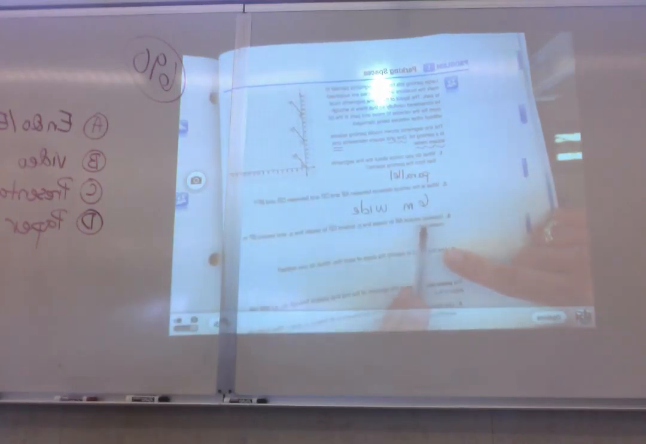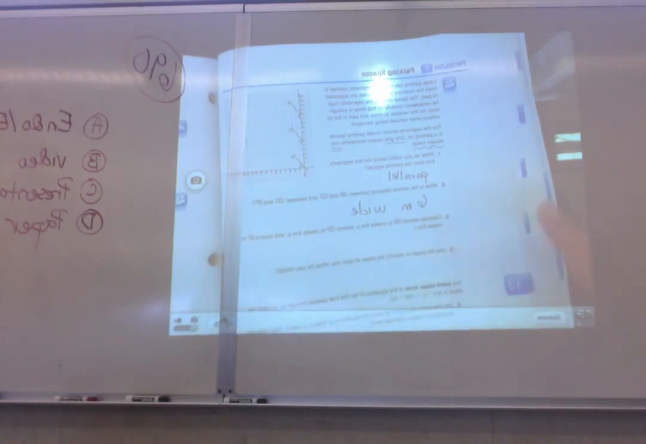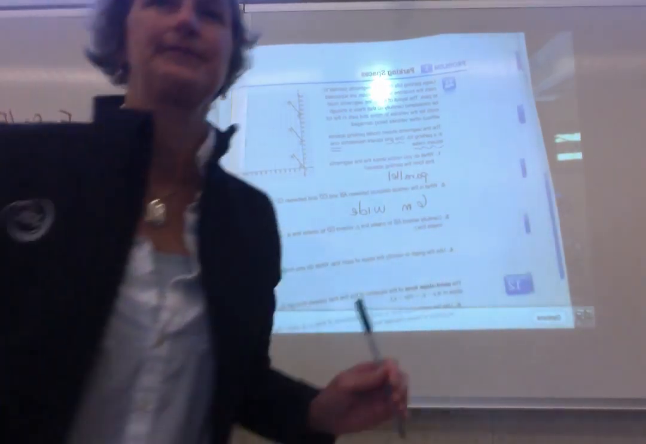Carefully extend AB to create line P. Extend CD to create line Q. Extend EF to create line R. They said carefully, so let's get rulers.